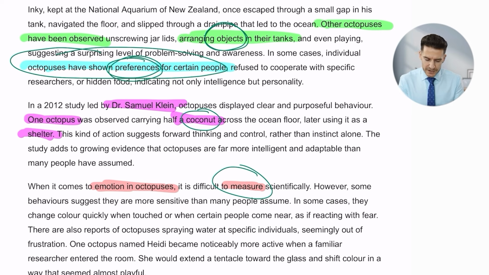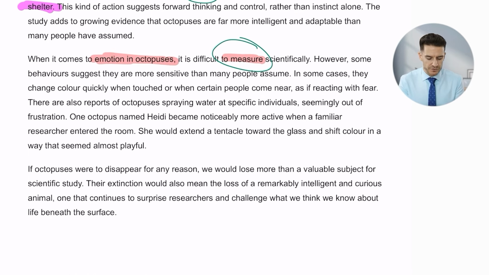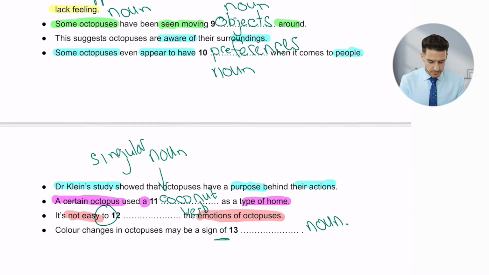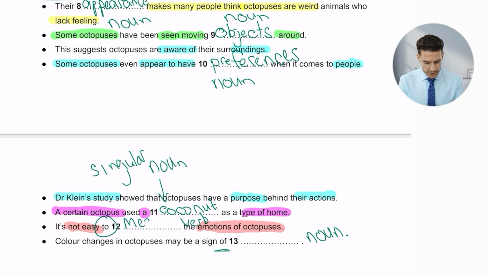Let's just keep reading. Always double check. You should never choose the first answer you see straight away. However, some behaviors suggest in some cases, yeah, so it looks like measure will be the correct answer because it talks about emotions and there's a verb. So let's put that in there and see if it fits. Measure. So it's not easy to measure the emotions of octopuses. That seems to make sense.